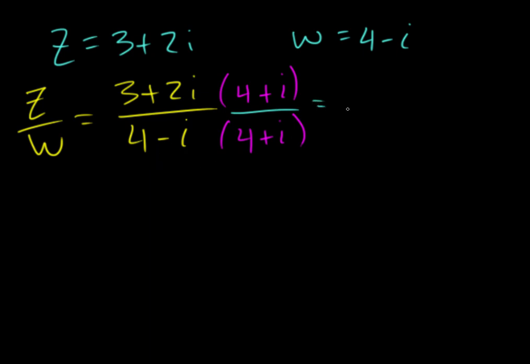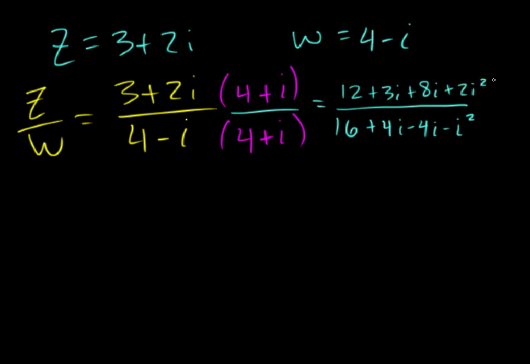So 4 times 4 is going to give me 16. 4 times i is 4i. 4 times negative i is negative 4i. And then negative i times i is negative i squared. Okay. Now on top, we do the same thing. 3 times 4, 3 times i, 8i, and then 2i times i is 2i squared.